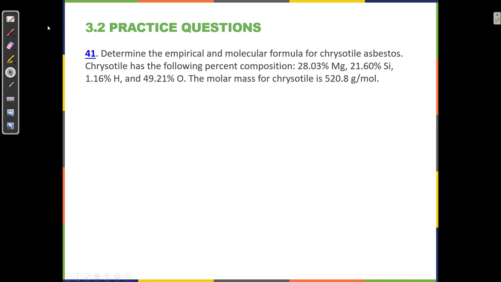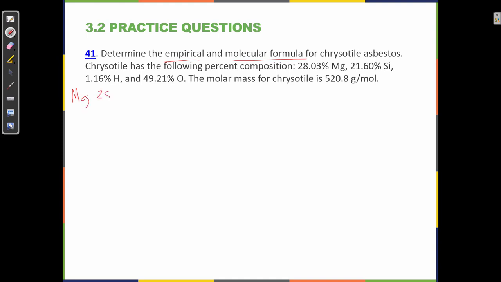Okay, determine the empirical and molecular formula for asbestos, which has the following percent composition. So in this one, we're being asked to solve for the empirical and the molecular formula. So to find the empirical formula, remember we just take each atom.